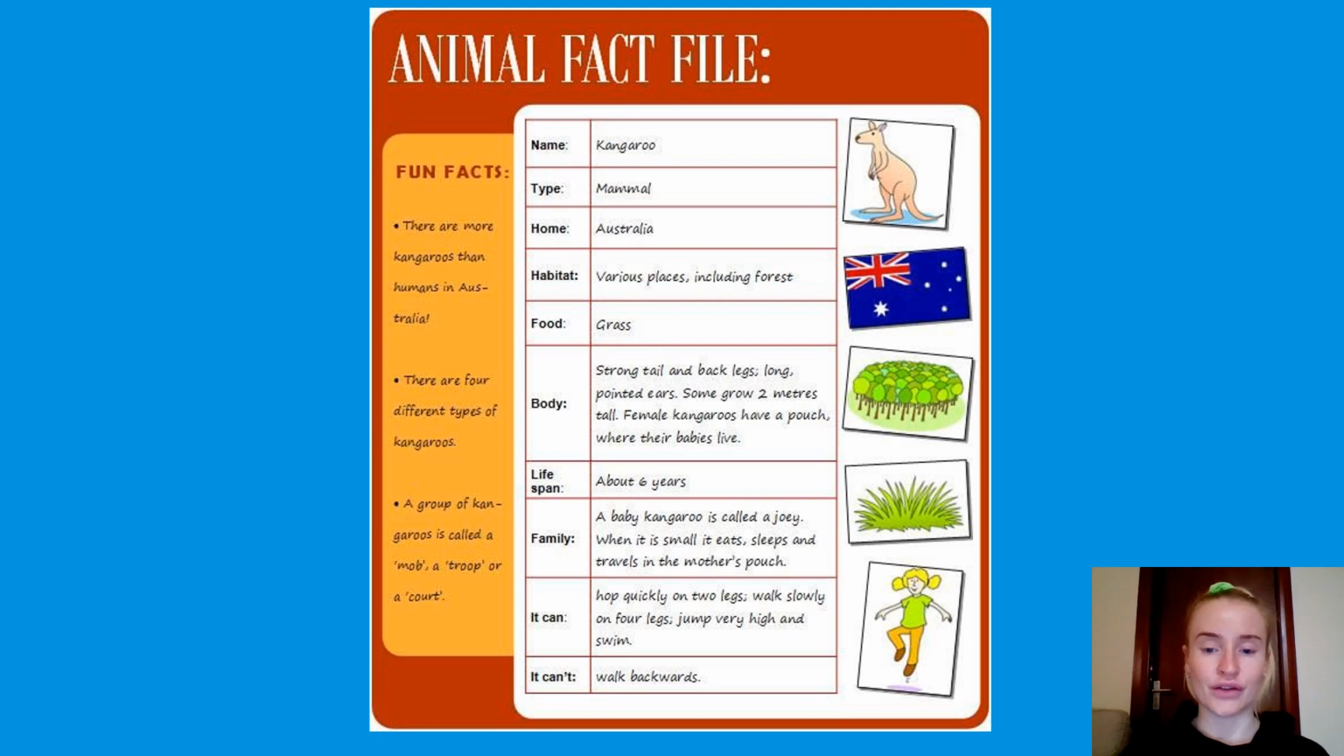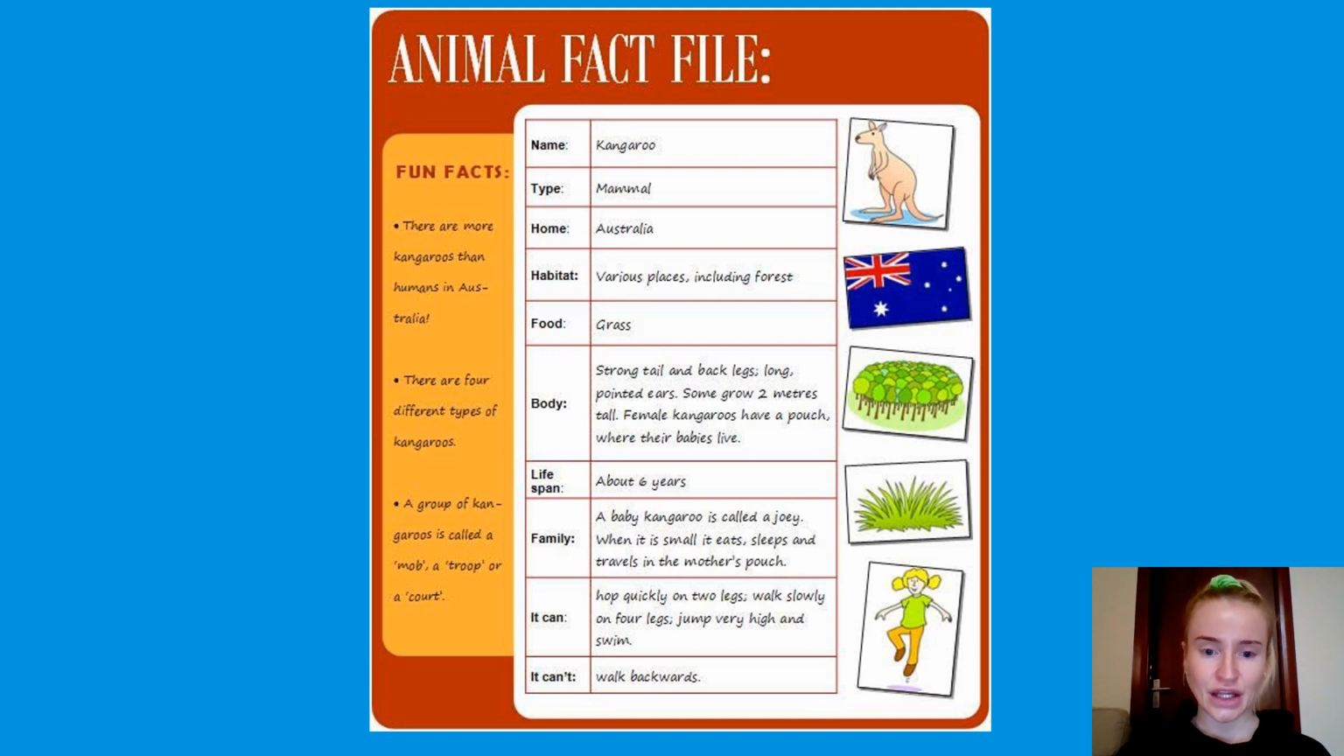And female kangaroos have a pouch where their baby lives in the middle, on their front. Their lifespan, that means how long they live for, is about 6 years. And a baby kangaroo is called a joey. And when it's small, it eats, sleeps, and travels in its mother's pouch. It can hop quickly on 2 legs, walk slowly on 4 legs, jump very high, and it can also swim. And it can't walk backwards.